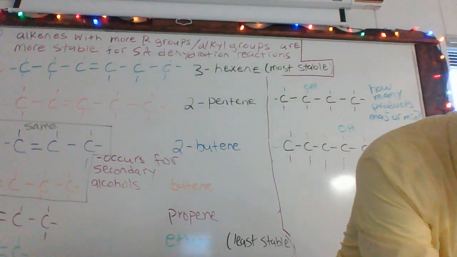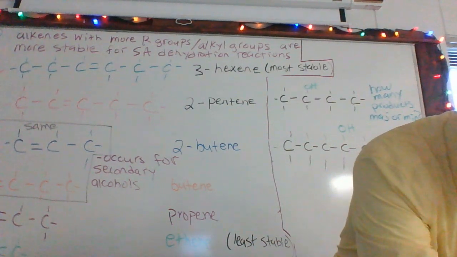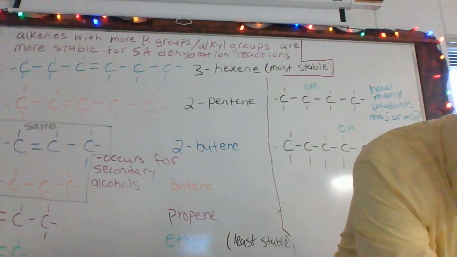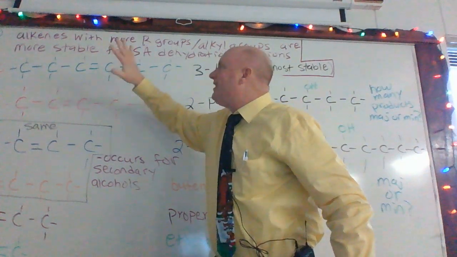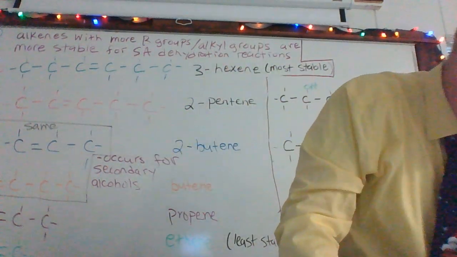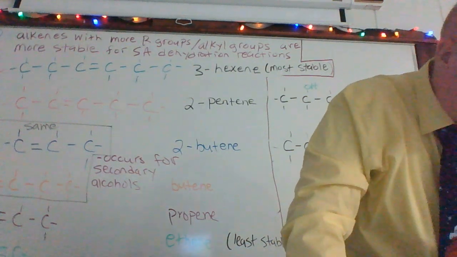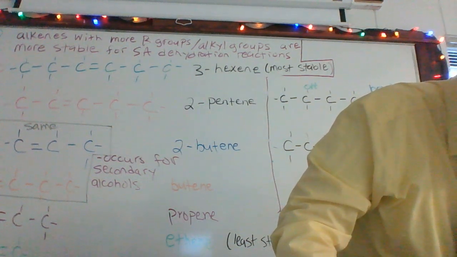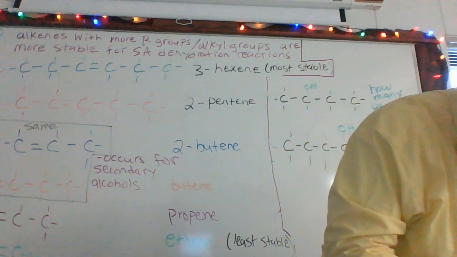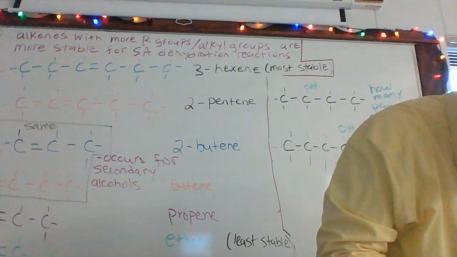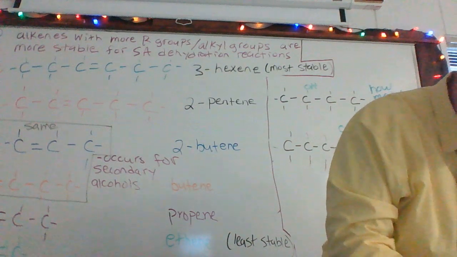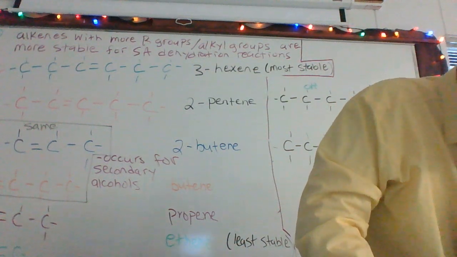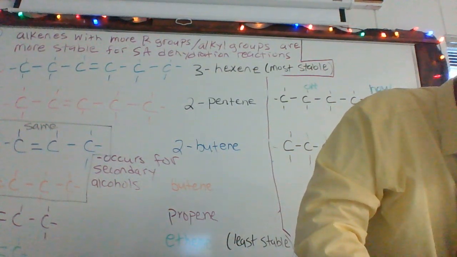So stability increases with the degree of substitution of the double bond. That is, with increasing numbers of alkyl groups attached to the carbons of the double bond. That's what that sentence is saying right there. So the compound with the most substituted double bond is the major product in the dehydration of 2-butanol. The major product, 2-butene, has a disubstituted double bond, whereas the minor product, 1-butene, has a monosubstituted bond.